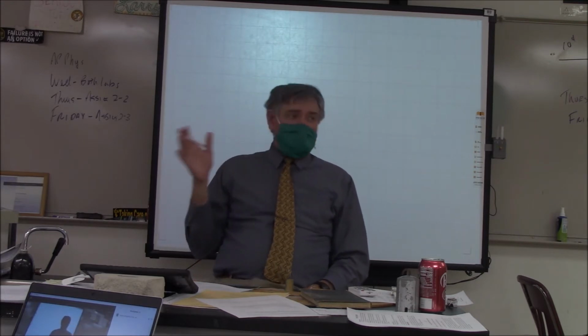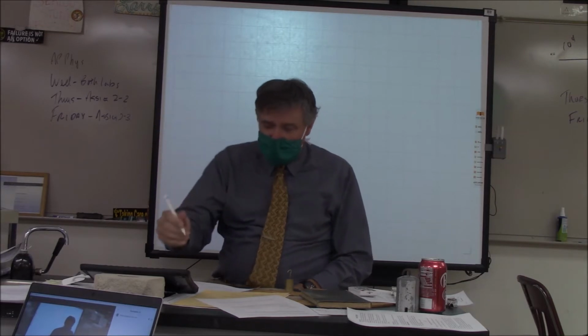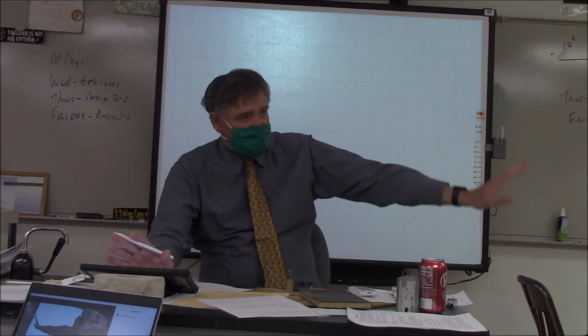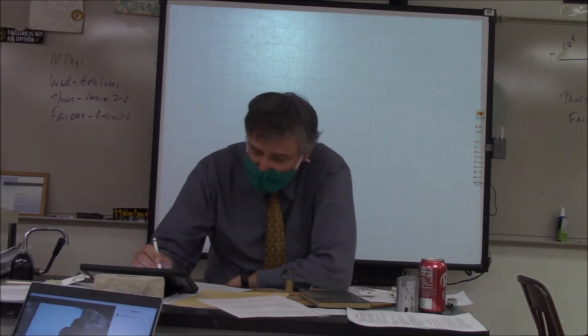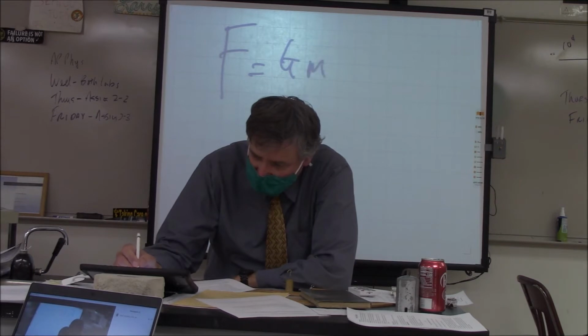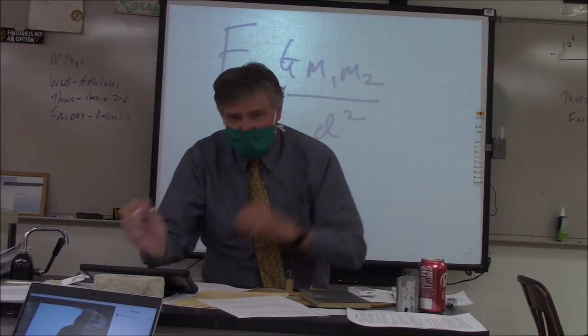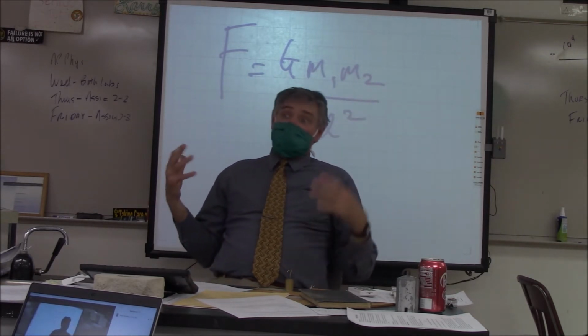So, Newton was the first one to come up with a mathematical formula for the idea of gravity. And do not write this down, okay? I'm just pointing this out. We're going to spend a lot of time talking about this equation. But what he said was F equals big G, m1, m2 over distance squared, okay? So let's talk about the importance of this equation.